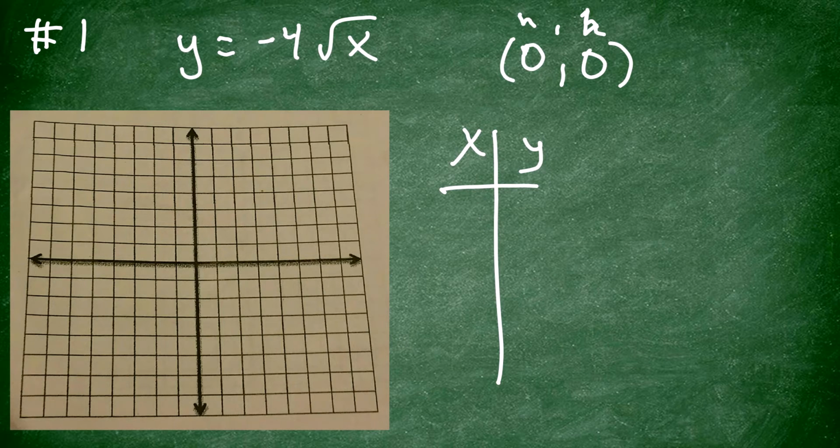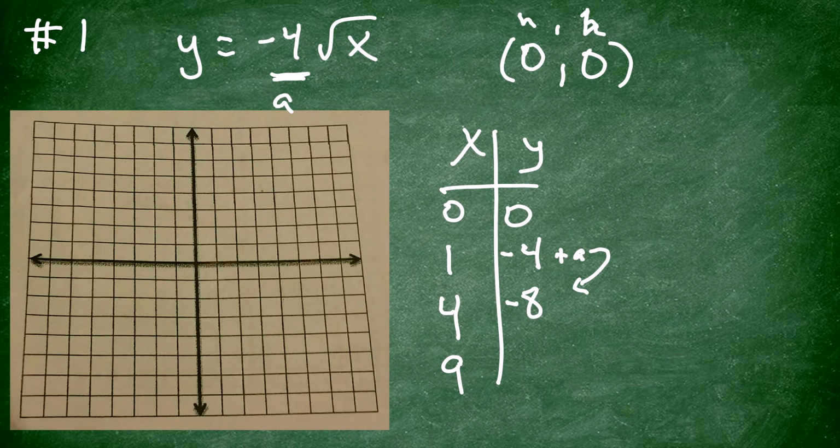So I put 0, 0 to start. I do h plus 1 to get 1, h plus 4 to get 4, h plus 9 to get 9. Now, remember, you can use a as a little shortcut so you don't have to plug in your calculator. So I can do 0 plus negative 4 to get negative 4. Negative 4 plus negative 4 gives me negative 8. Negative 8 plus 4 is negative 12.